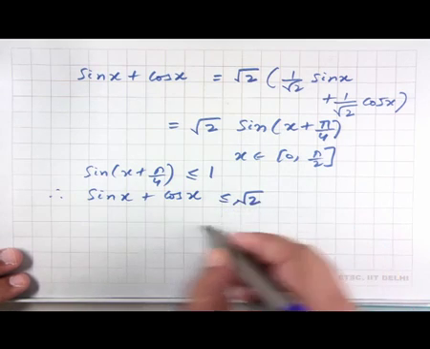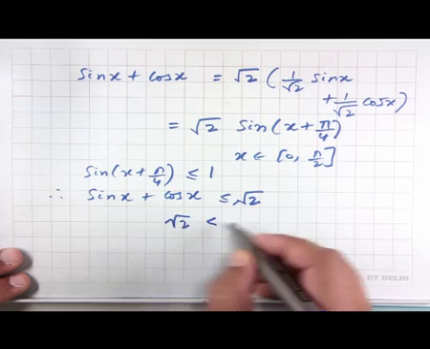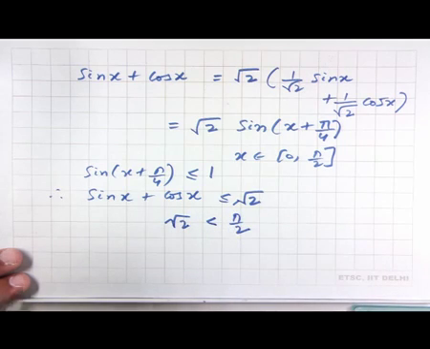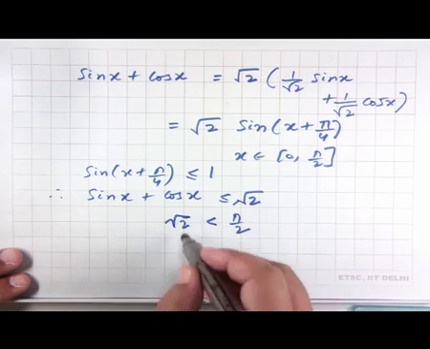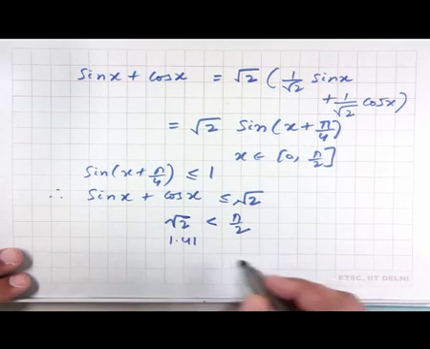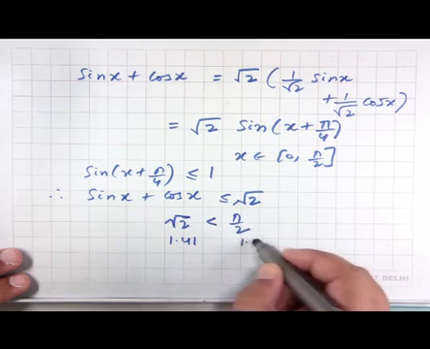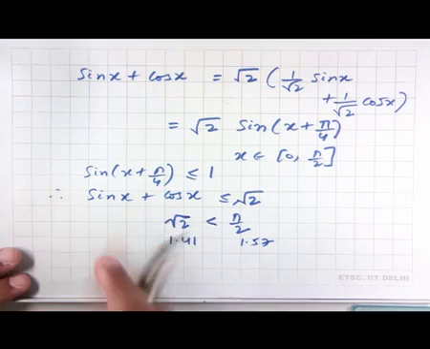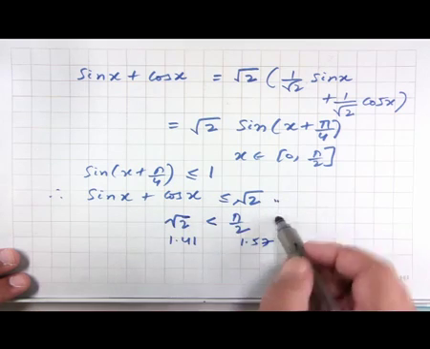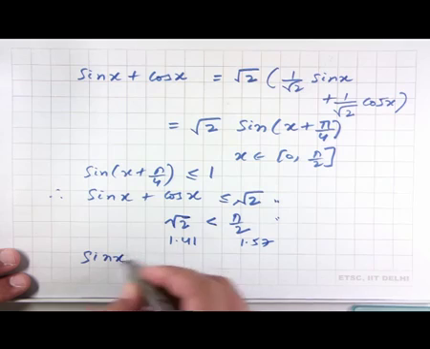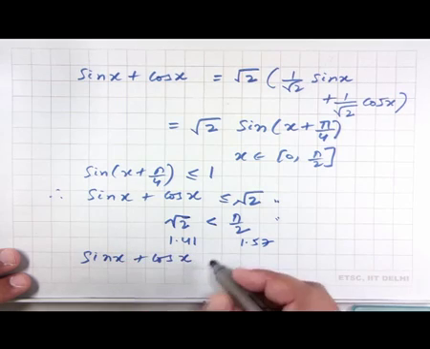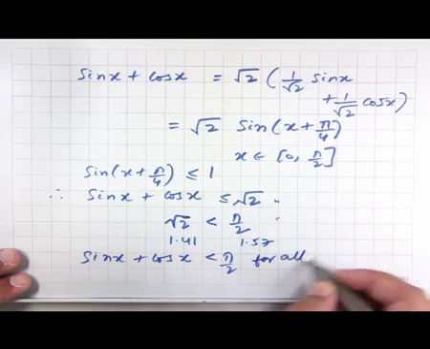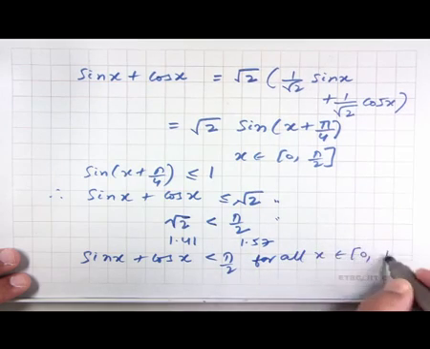Since root 2 is strictly less than pi by 2, it is easy to now see that, because root 2 is 1.41 something and pi by 2 is 1.57 something. From these two statements, it follows that sin x plus cos x is less than pi by 2 for all x belonging to the interval 0 to pi by 2.